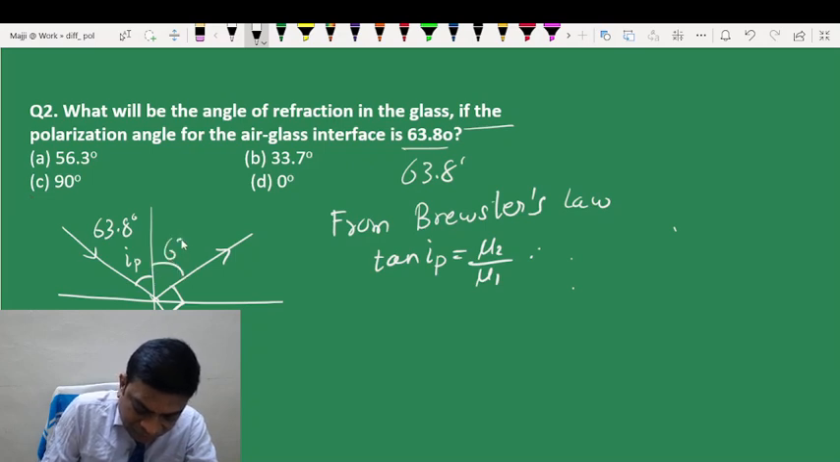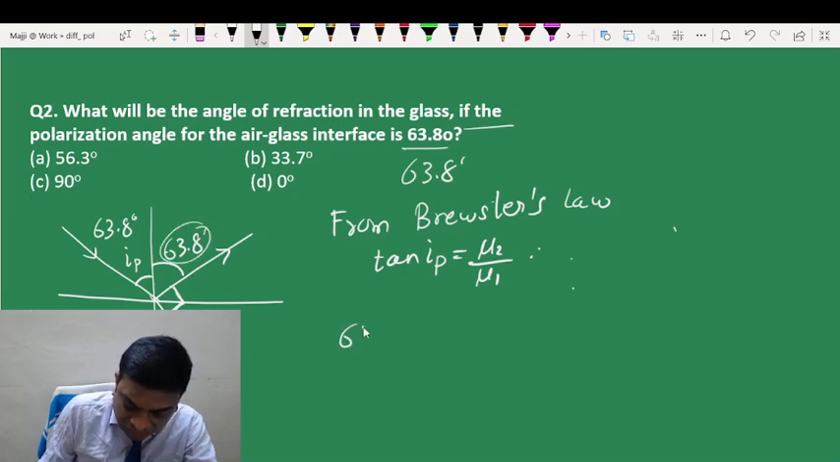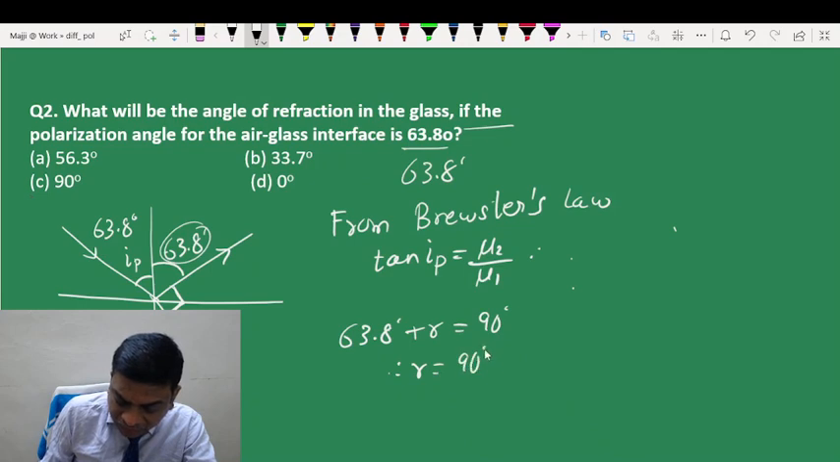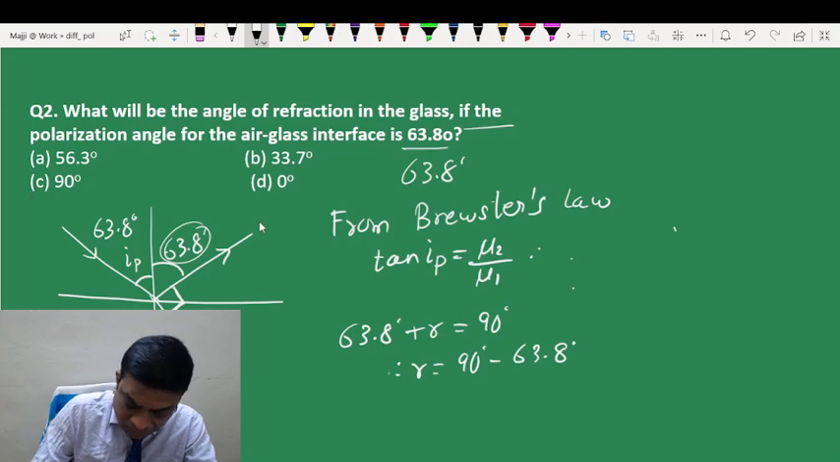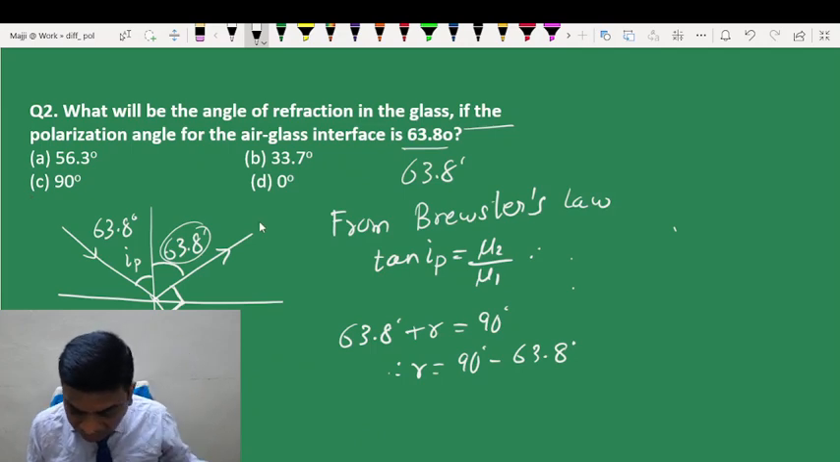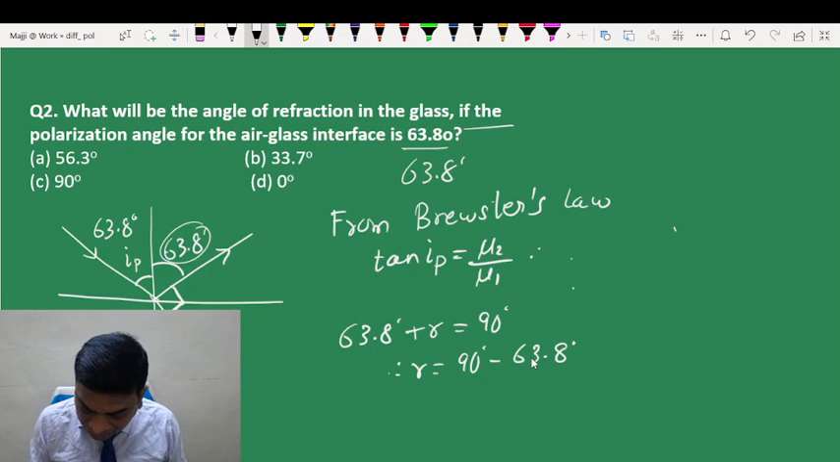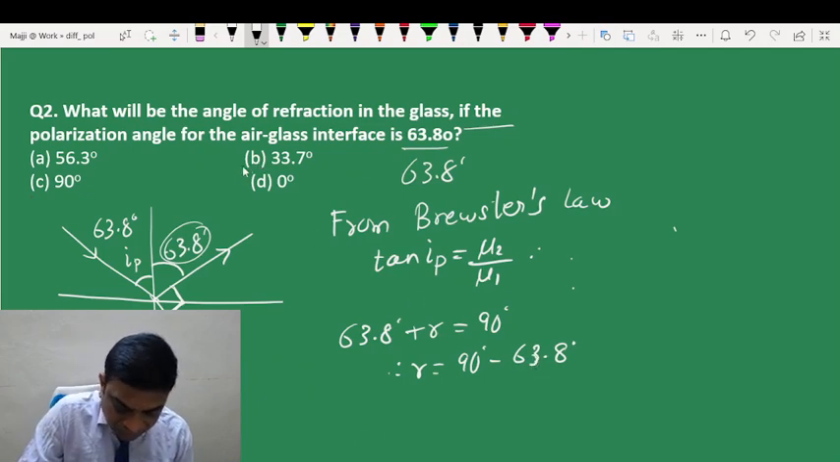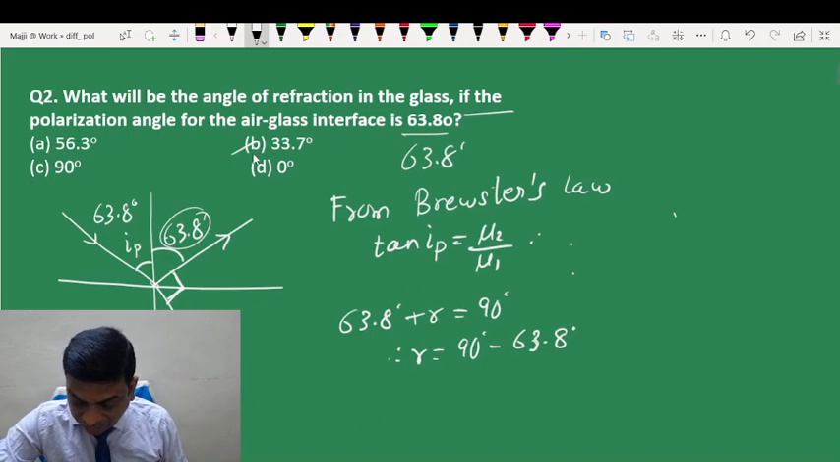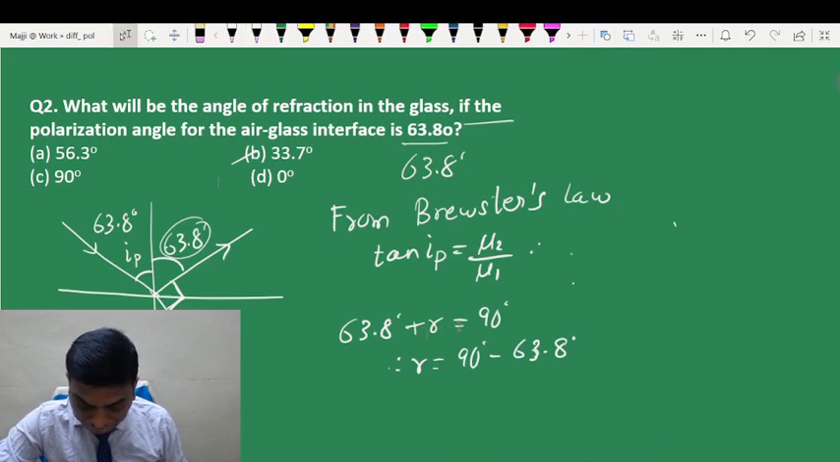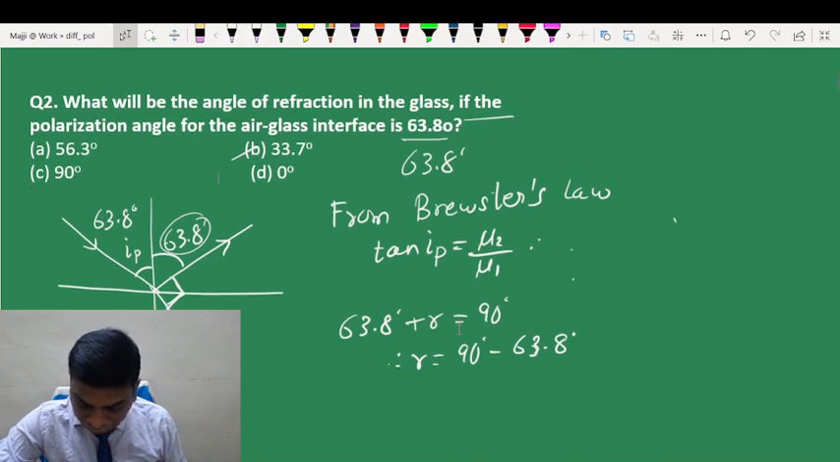Since this will also be 63.8 degrees and we have refraction. Since this is 90 degrees, 63.8 plus r must be equal to 90 degrees. So r will be the complement of 63.8, which is how much? The complement of this is 26.2, so r is 26.2 degrees. Is it complementary?